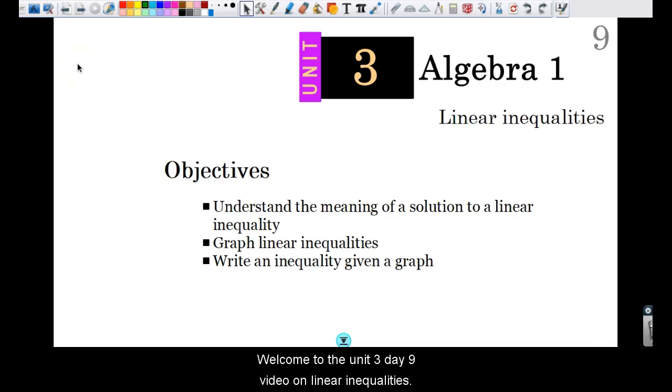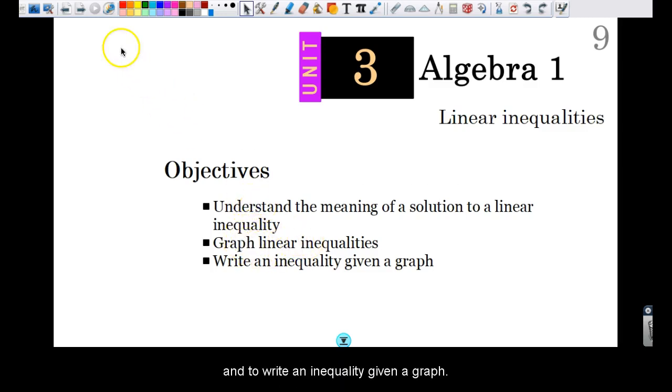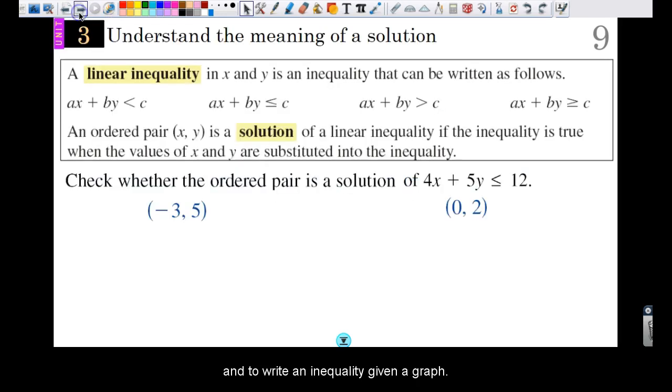Welcome to the Unit 3 Day 9 video on linear inequalities. Today we want to understand the meaning of a solution to linear inequalities, to graph a linear inequality, and to write an inequality given a graph.